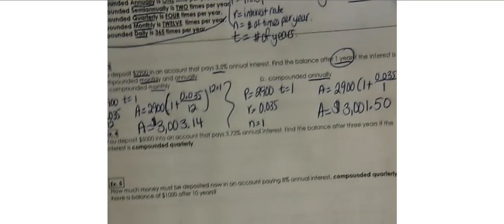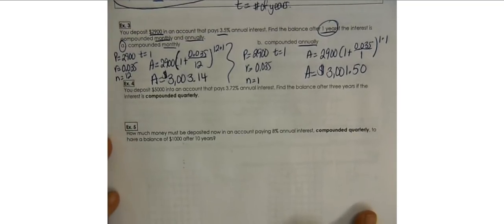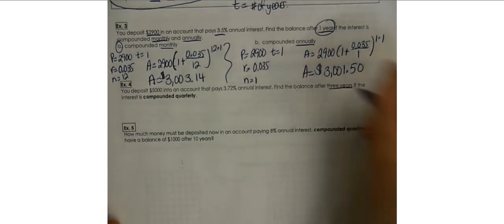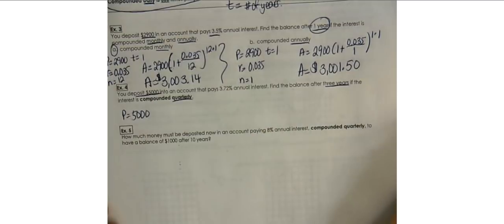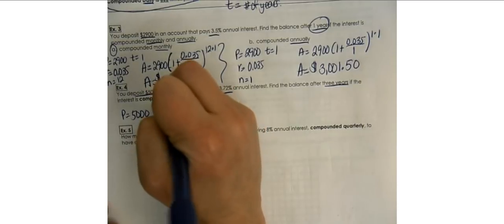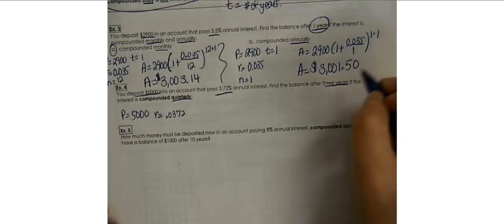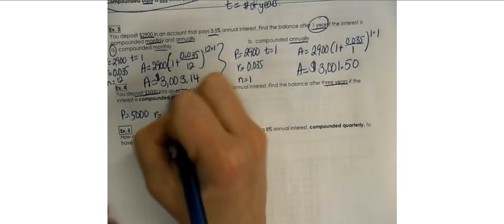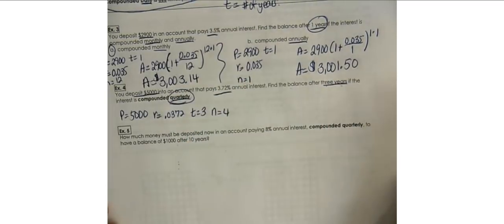So example number 4. It says you deposit $5,000 into an account that pays 3.72% annual interest. Find the balance after 3 years if the interest is compounded quarterly. So we deposit $5,000 into an account, so that's our principal. My R value is my rate, so that's going to be 0.0372. My balance after 3 years, so that means T is going to equal 3, and it's compounded quarterly, so N is going to equal 4. And we want to find the balance, which is always our A value.